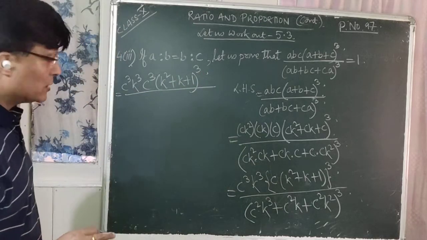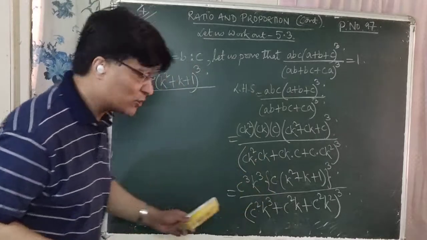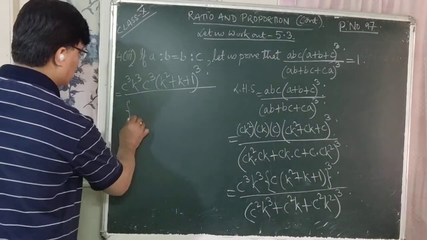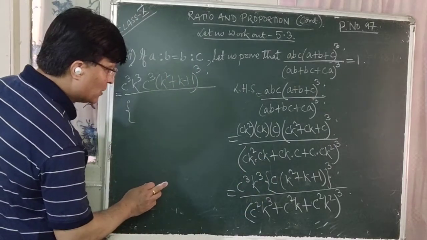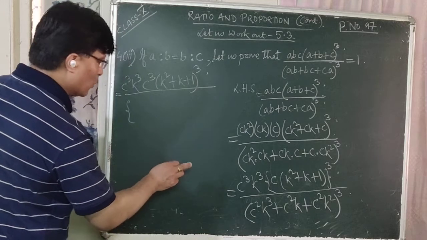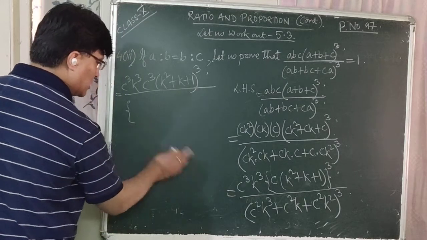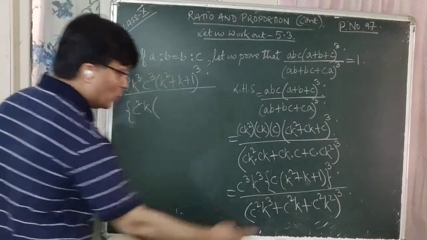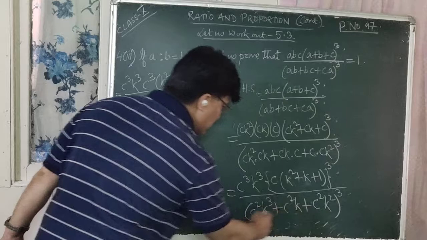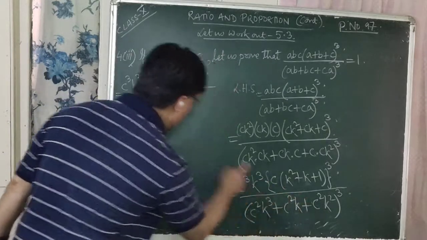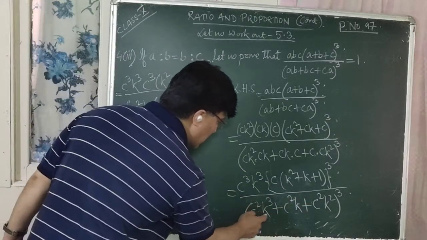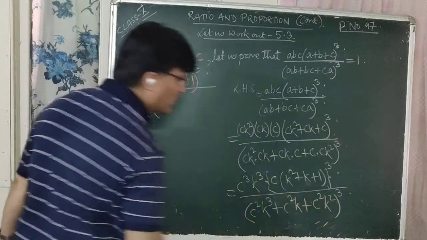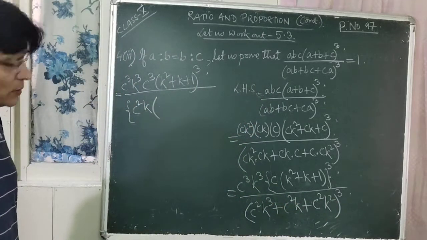Now in the denominator, within whole cube, what is common there? It is c square into k, right? c square into k is common here. Within whole cube, c square k is common. That is, c square is common here. Among this k cube, k and k square, which one is the least power here? k, that k is common here.